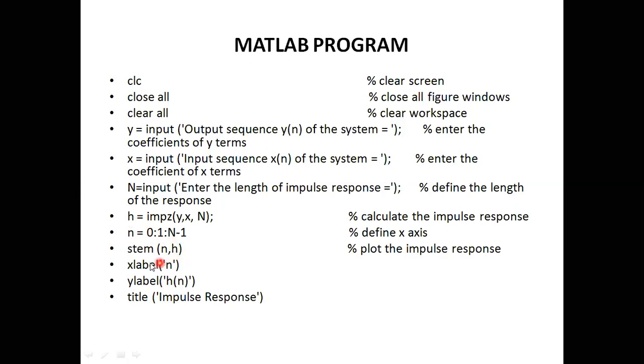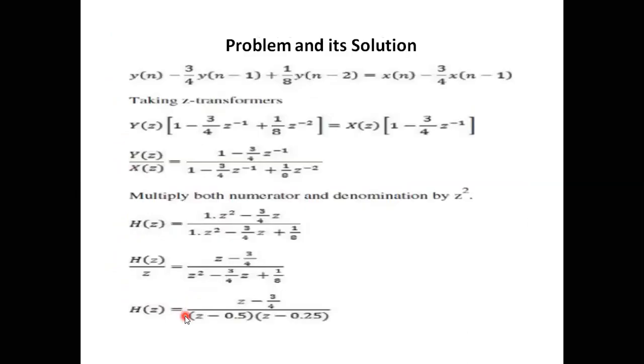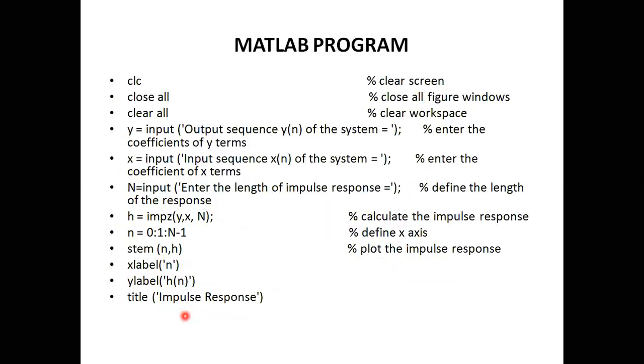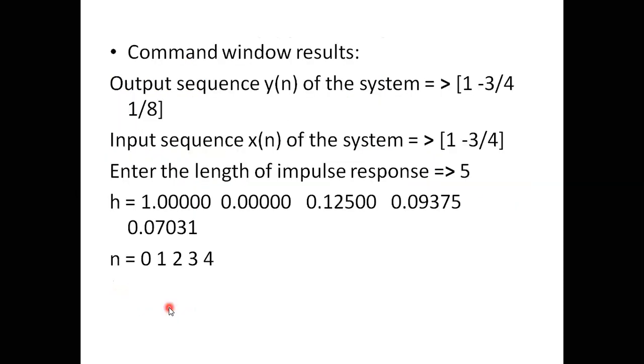Clear? Now give the label of the x-axis and y-axis. The command is xlabel, and for the y-axis the command is ylabel. After labeling the axes, give the title of your response. The command is title, and whatever title you need, you write here: impulse response. Clear? So this is a simple MATLAB program for finding the impulse response of a system. If you know how to solve this difference equation for finding the impulse response, then the program is very easy.